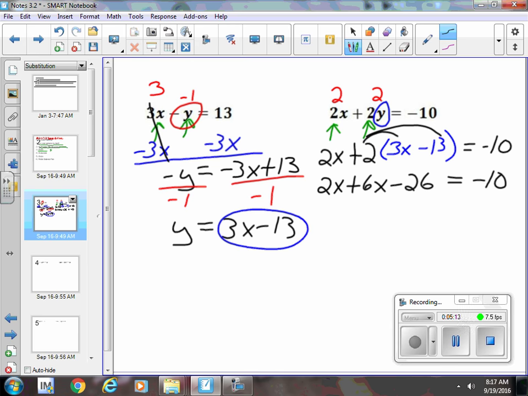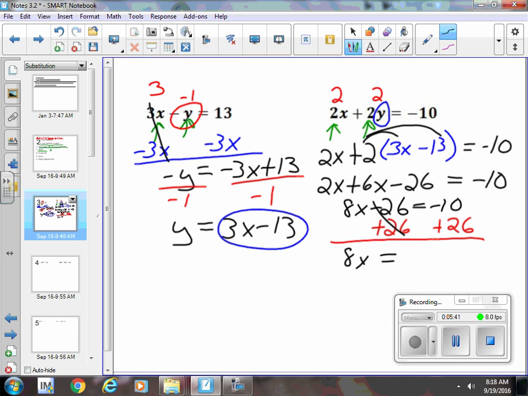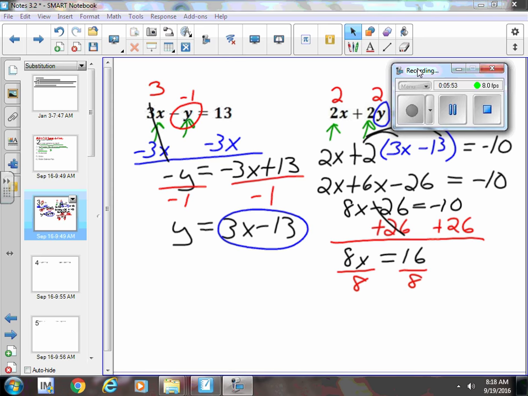On the left side of the equal sign, I can combine like terms. So I have 2x plus 6x. Bring everything else down. Now I want to get x all by itself. So I'm going to get rid of the term that's on the same side of the equal sign as x. I'm going to add 26 to both sides. 8x comes down, negative 26 cancels. Negative 10 and positive 26 is 16. Divide by 8, good. And x down.